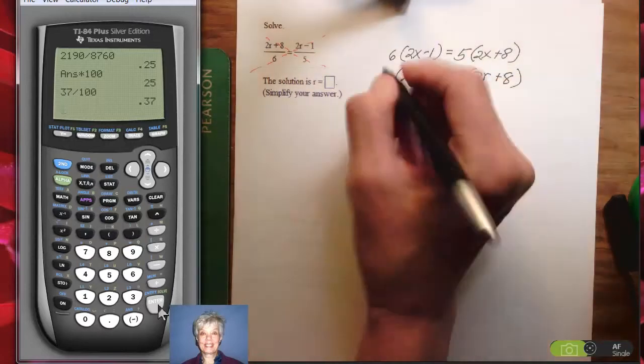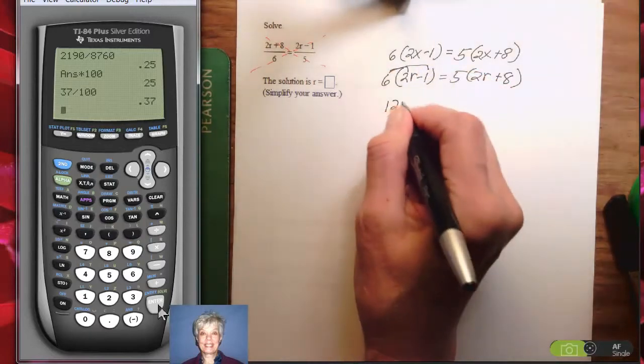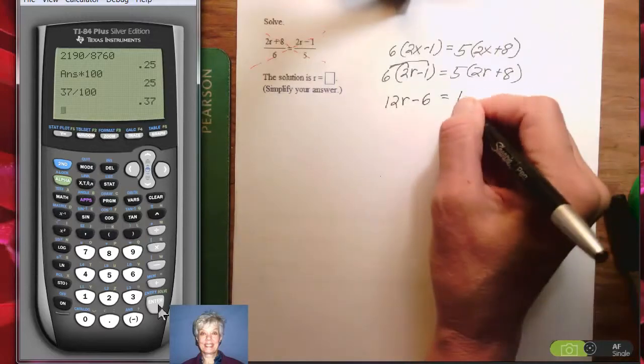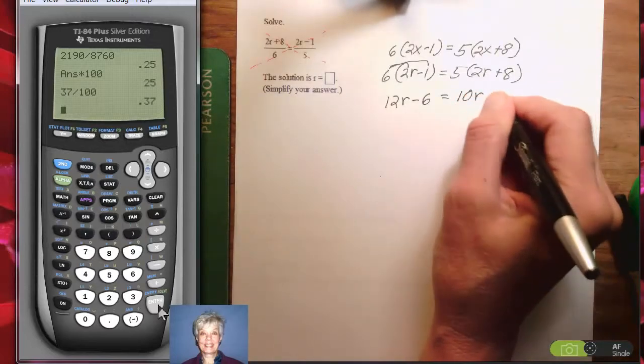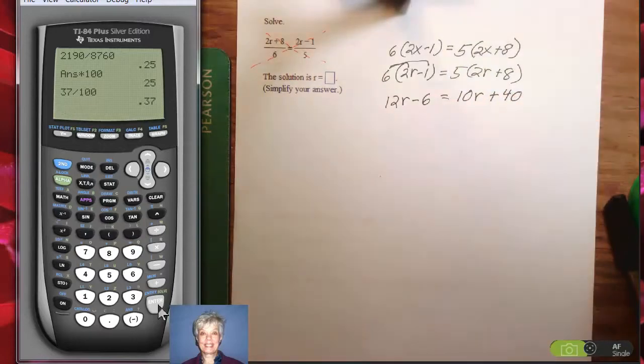Now I'm going to distribute here. That will give me 12r minus 6. And over here I'll have 10r plus 40. Now this is a mixed equation. I need to get my variable terms together on one side of the equal sign and my constant, pure number terms, together on the other side of the equal sign.